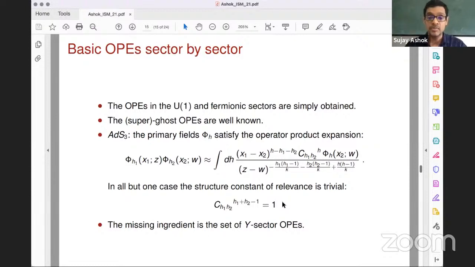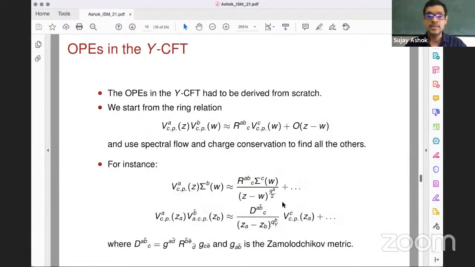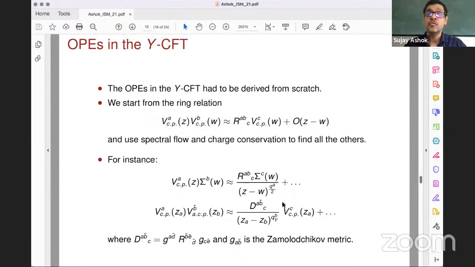And this is something that we did from scratch because we couldn't find these OPEs anywhere in the literature. But again, the idea is very simple. You start from the worldsheet chiral ring, which is just what I've shown here in this equation. And this is determined by the structure constants of the worldsheet theory on Y. I don't know what they are, but they're some R.